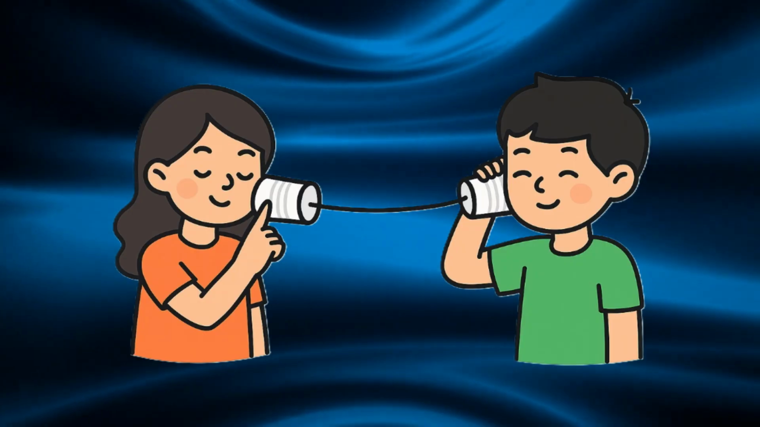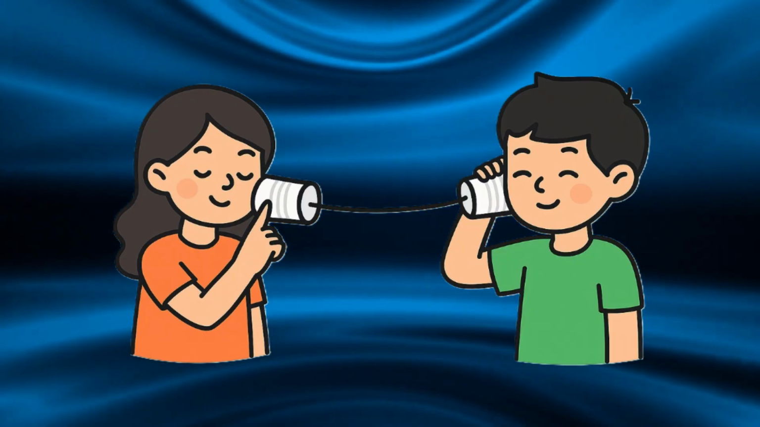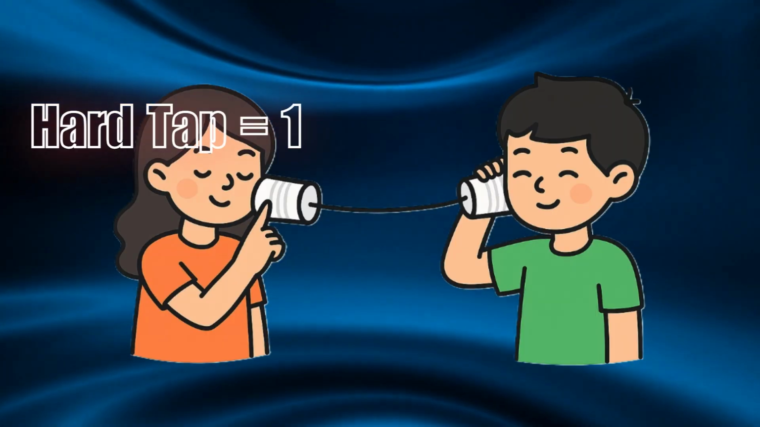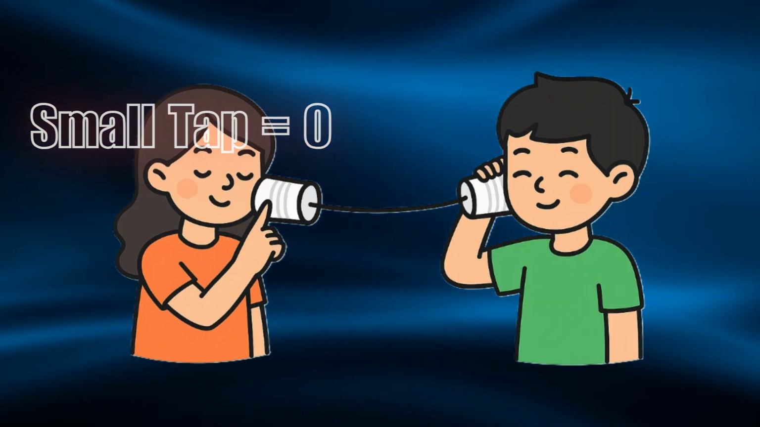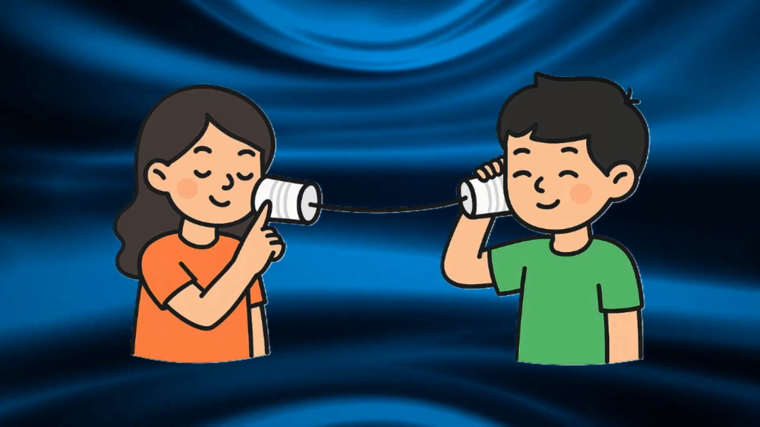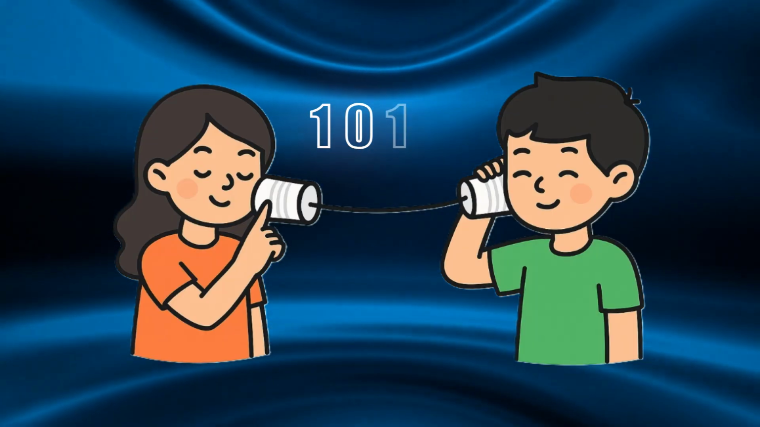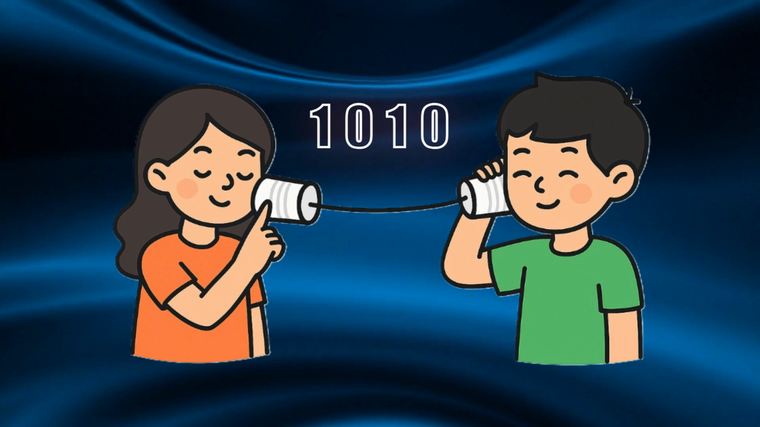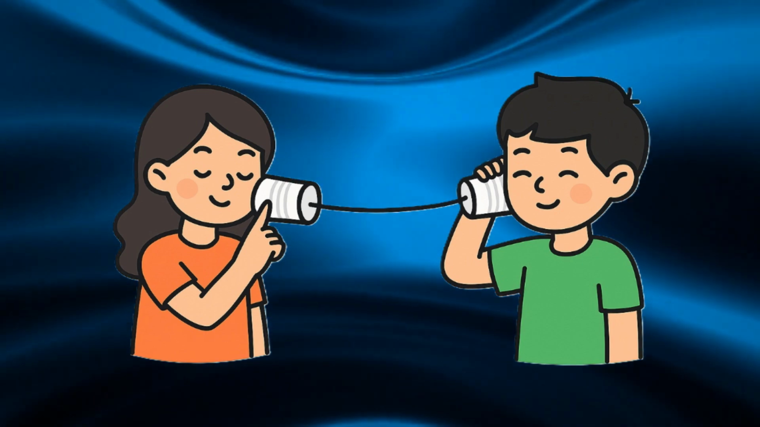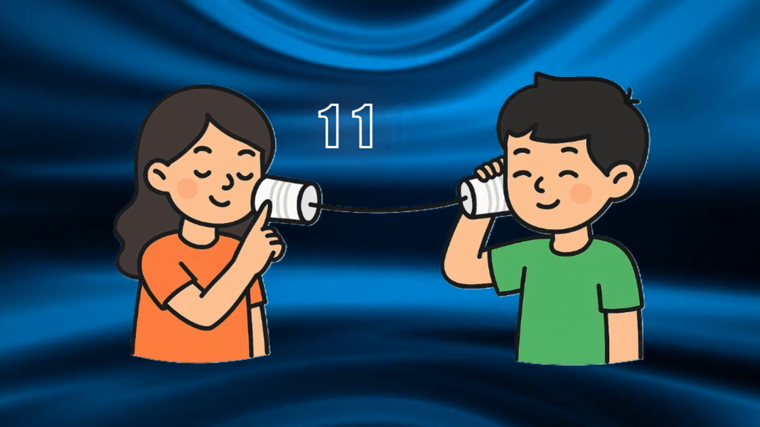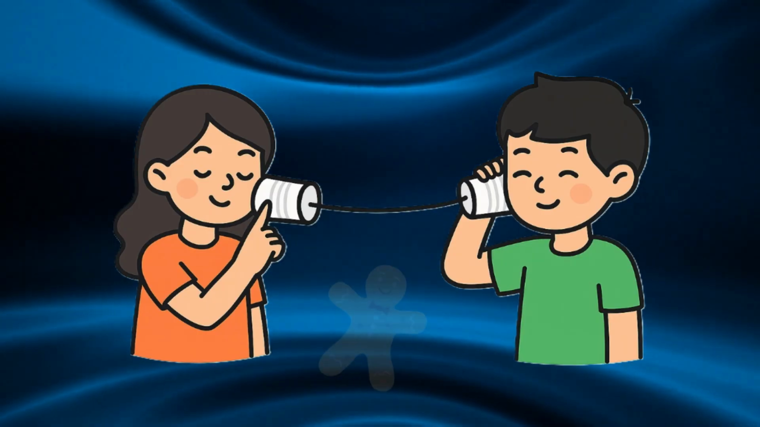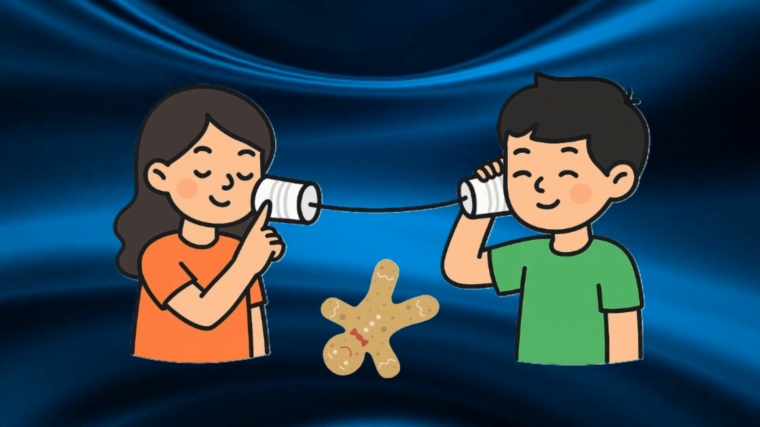The best way to think about it is with 2 cups connected to a string. I have told the other person on the other side of the string beforehand that a hard tap on the cup means 1 and a small tap on the cup means 0. I've also told them how to decode it. So if I do 1 0 1 0, which is large tap, little tap, large tap, little tap, then this means they need to make me a cup of tea. However, if I do 1 1 1, which is 3 large taps, this means they need to get me a biscuit. And as simple as this sounds, computers work in the exact same way.